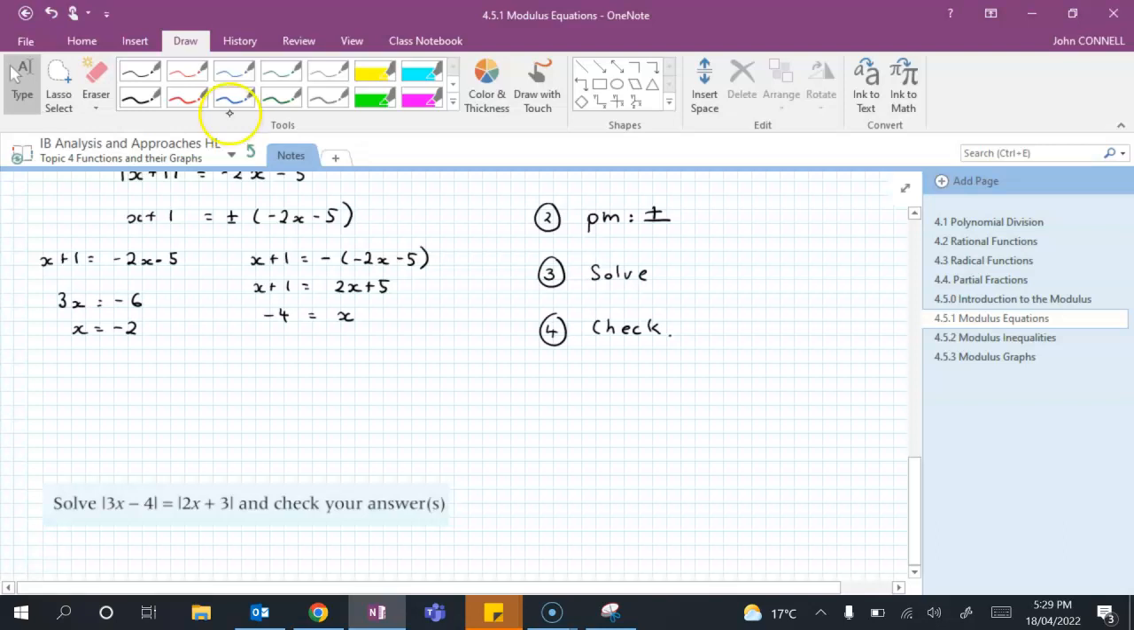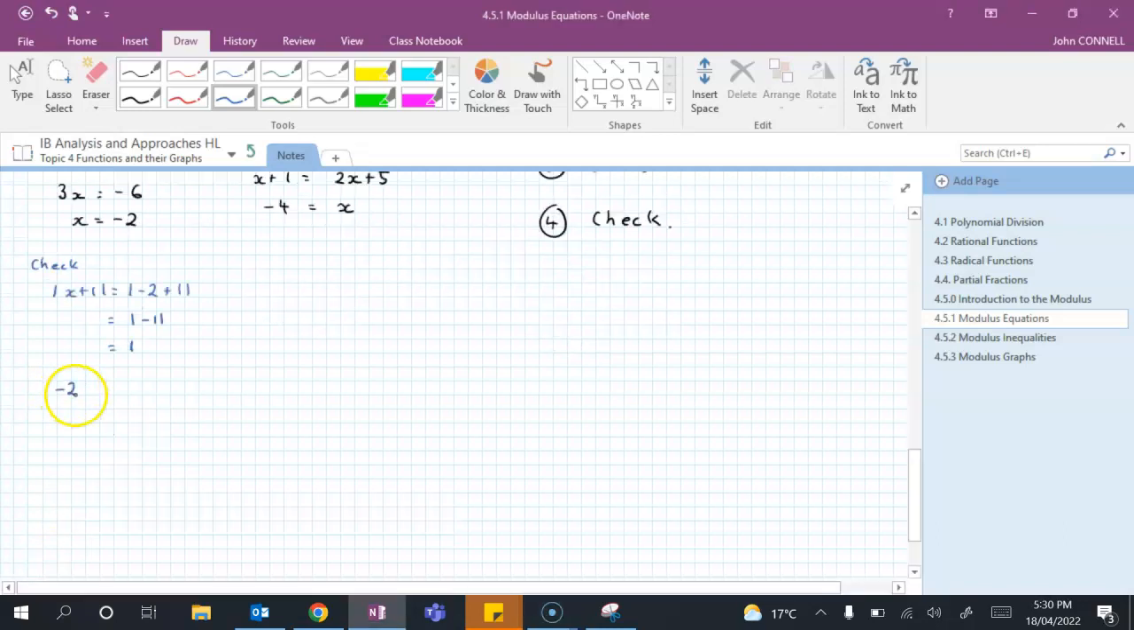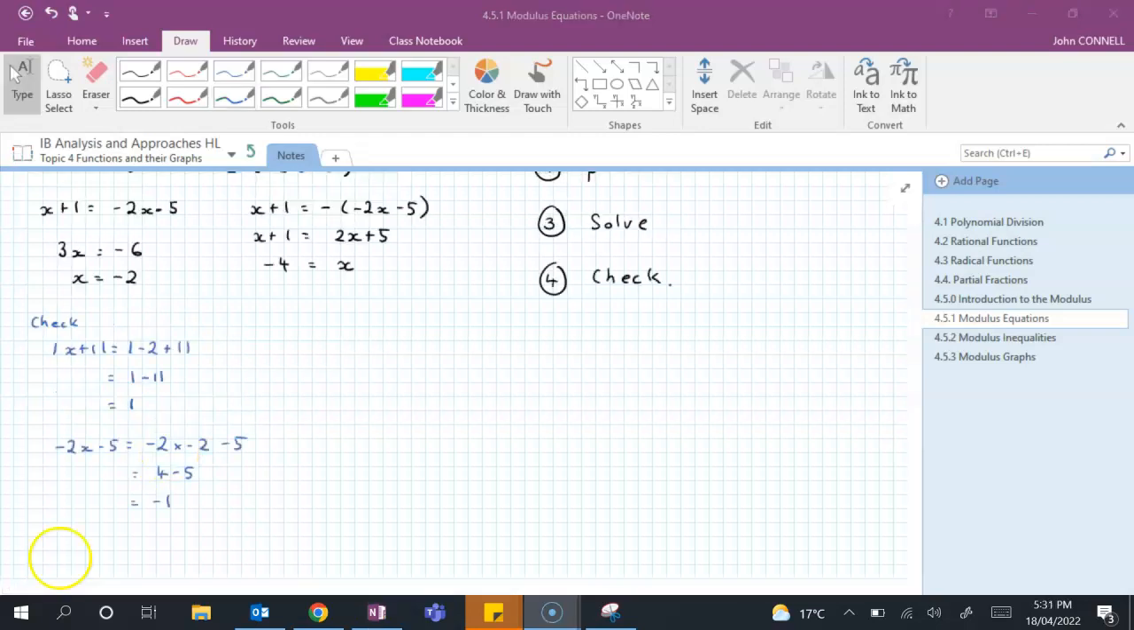Okay, so now I check. Well, the modulus of x plus 1 is going to be the modulus of minus 2 plus 1, which is just minus 1, so it will be the modulus of minus 1, which is just 1. Now I need a bit more space. So it was minus 2x plus 5, so if I do minus 2 times minus 2 plus 5, minus 2 times minus 2 gives me 4, 4 minus 5 is minus 1. It's not a solution.